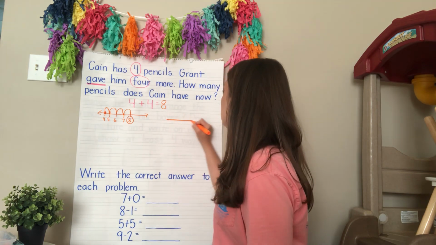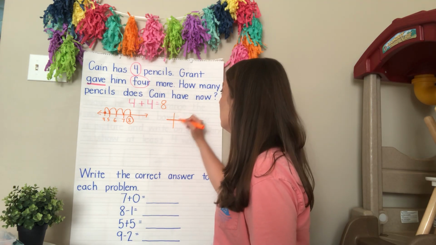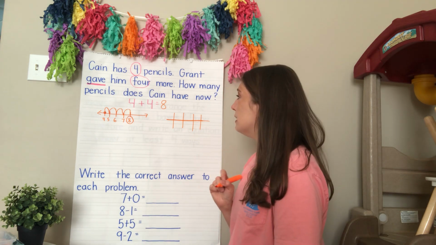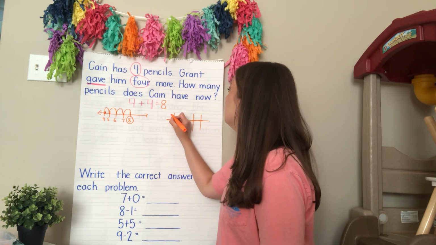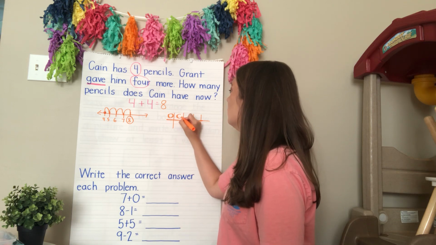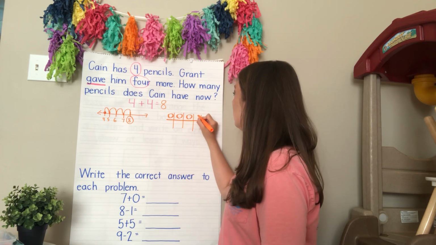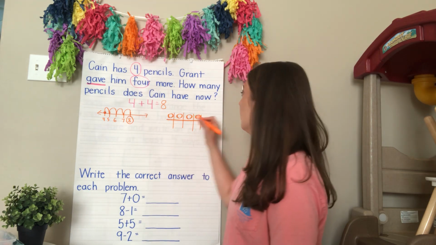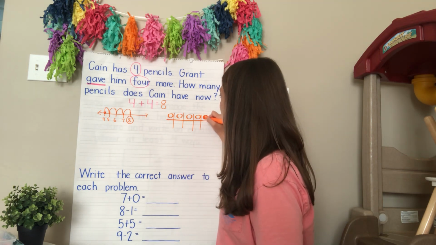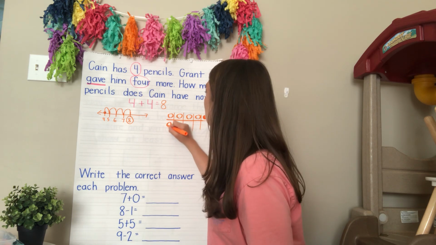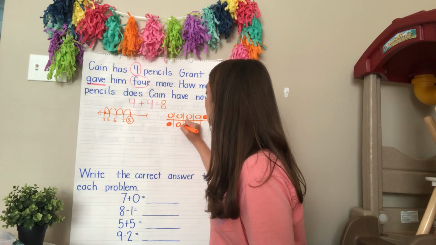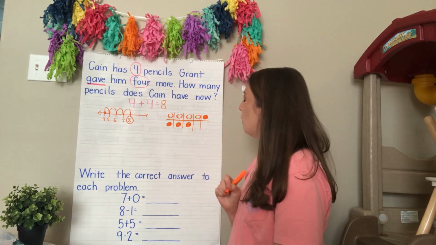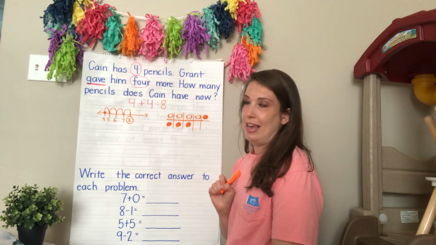So that could be one way that you solve this, using a number line. Another way to solve this would be to use a 10 frame. If you use a 10 frame, you would put 4 open circles in your 10 frame, and then you would add the 4 closed circles. And then if you count them all together, you have 8.